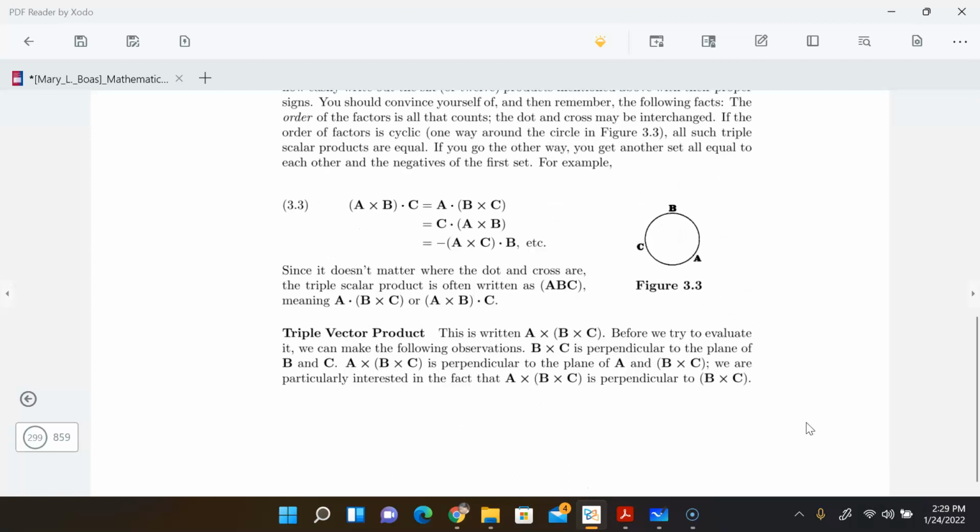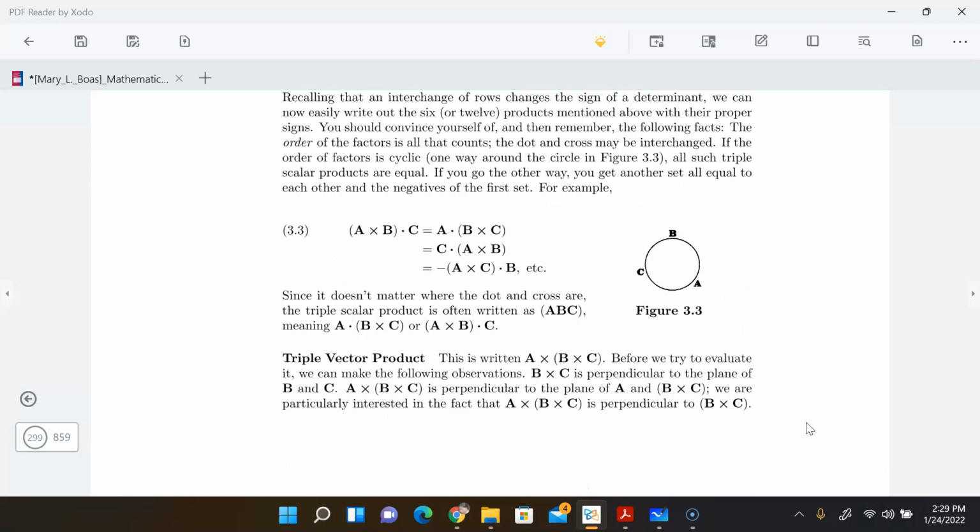So there's another triple product which comes from the cross product.